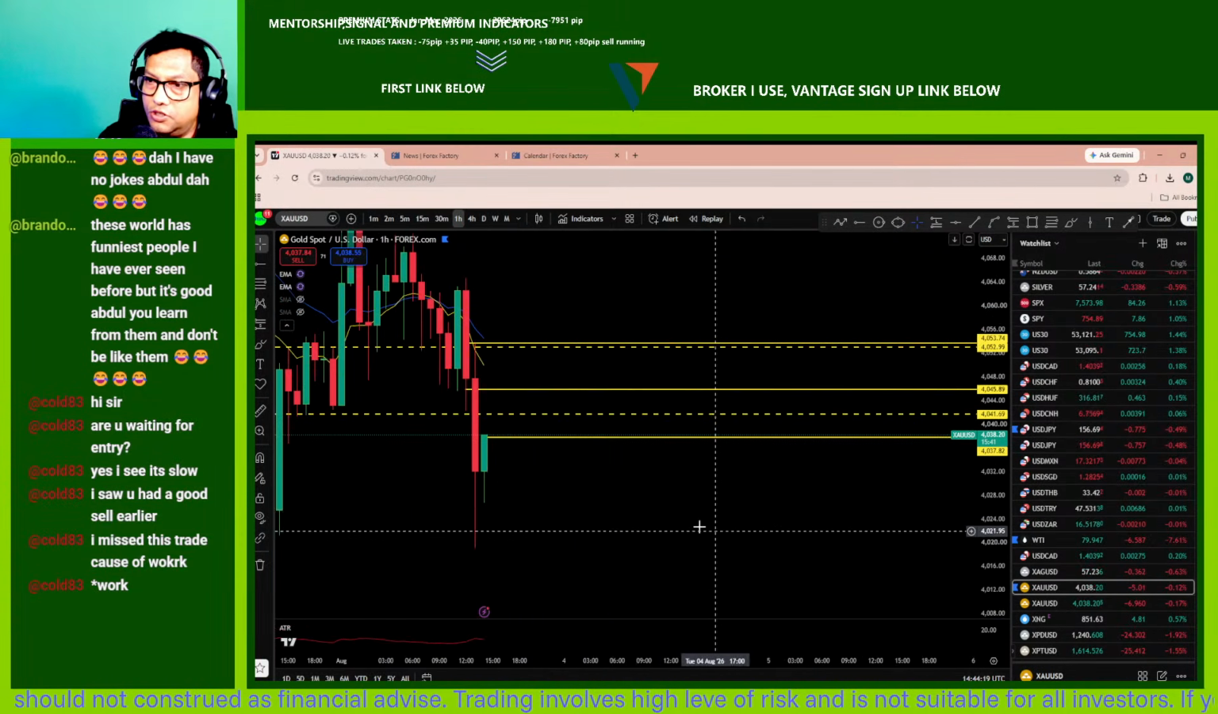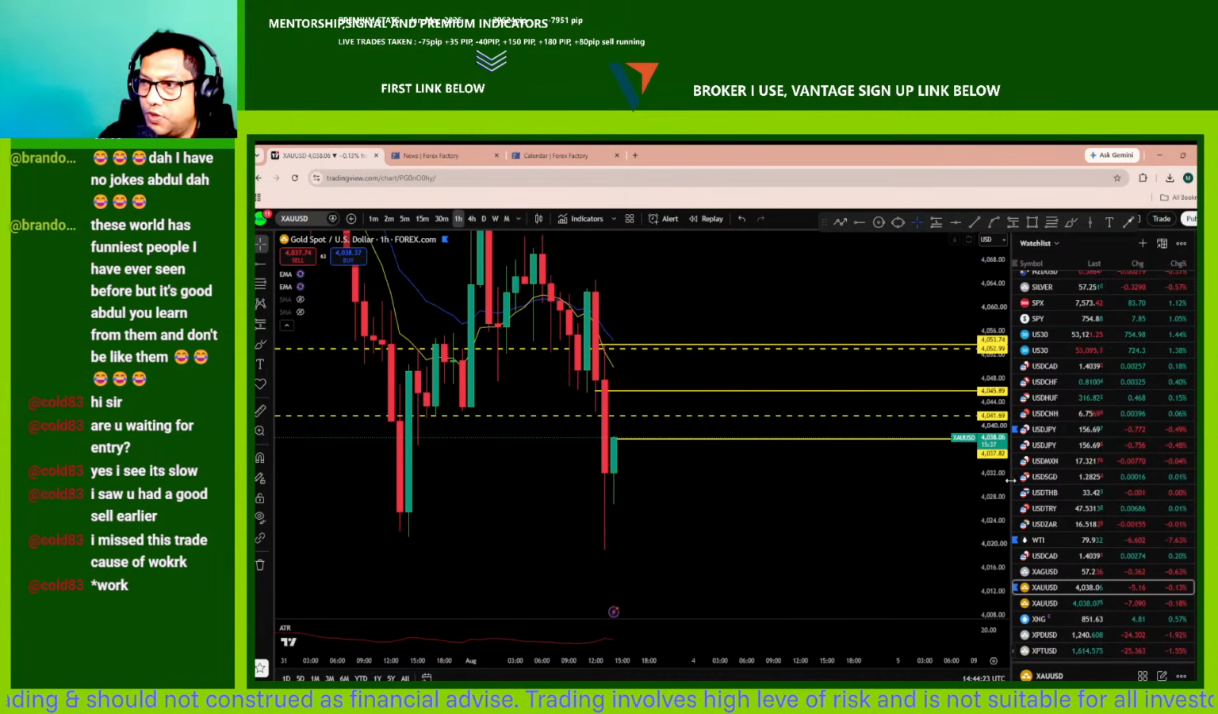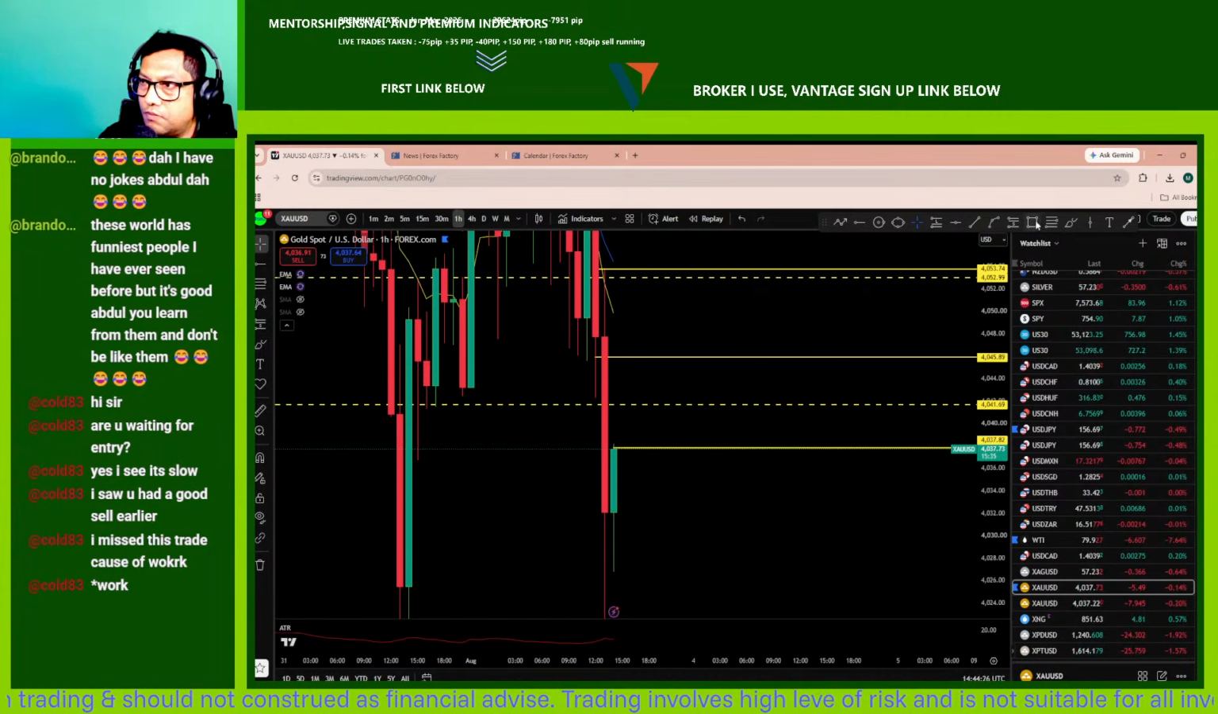Still the direction is not fully clear here. If you look at the market, it is going to this resistance line at this level.